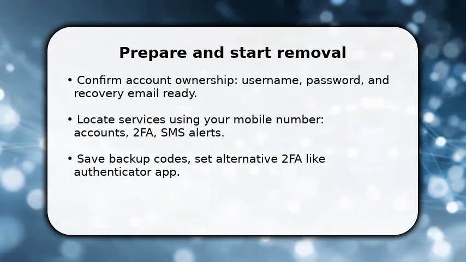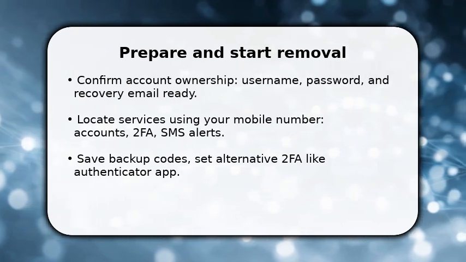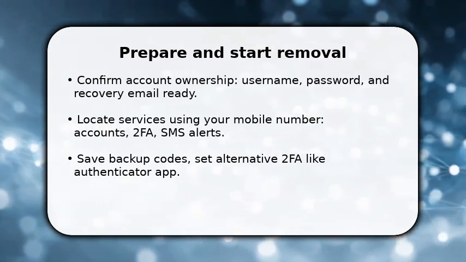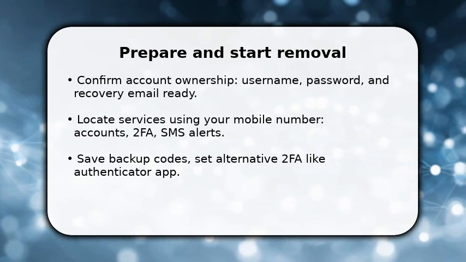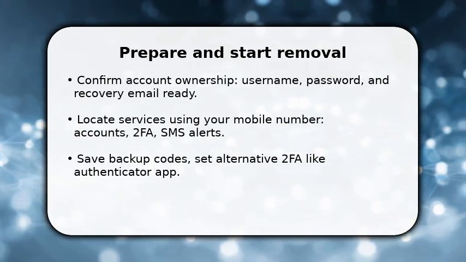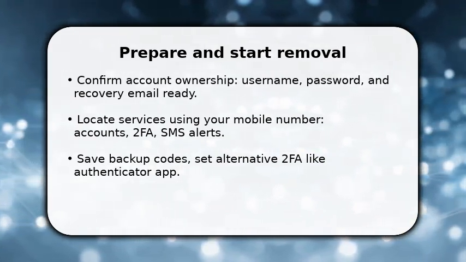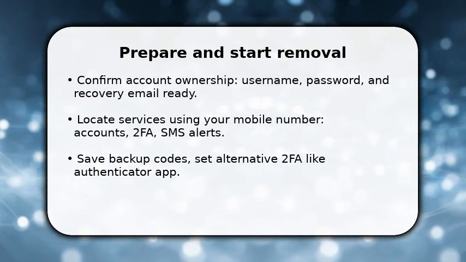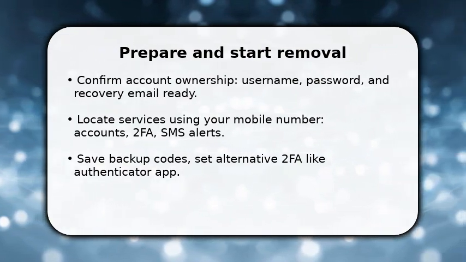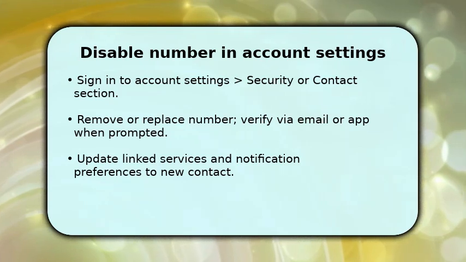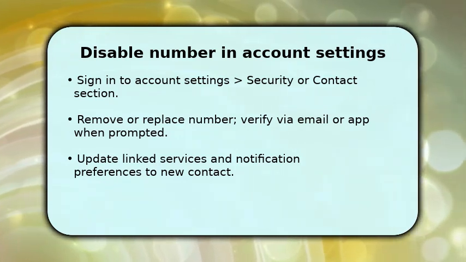Once done, generate and securely store backup codes and immediately enable an authenticator app or hardware key. These replace SMS. Make sure to note any linked services that will need their contact info updated before you remove the phone number. You now go into the account's security or contact settings to remove the number.